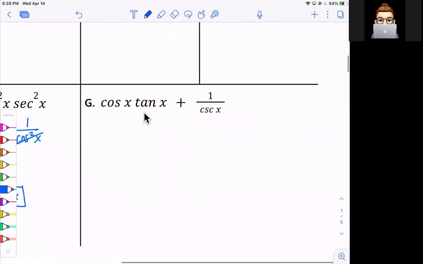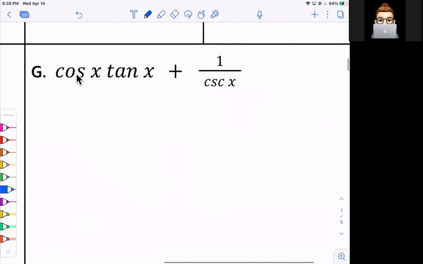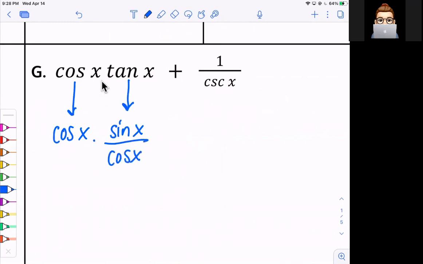All right, let's do one more. This is our challenge problem for today. So remember, the goal is to turn things into sine and cosine. I already have cosine x here, so I'm just going to pull that straight down. Cosine x. Tangent turns into sine x over cosine x. So I'm seeing here that these can cancel, leaving me with just sine x. This one is 1 over cosecant x. I know that that is sine x, so I can convert this into that.